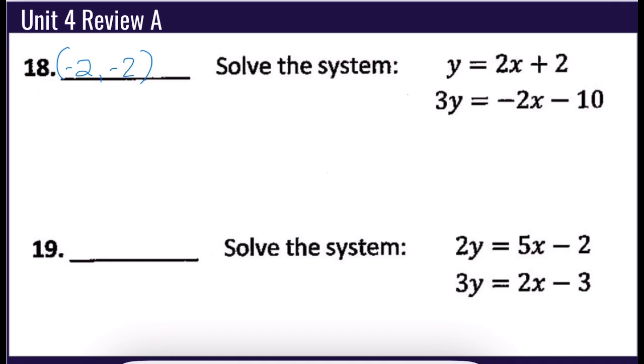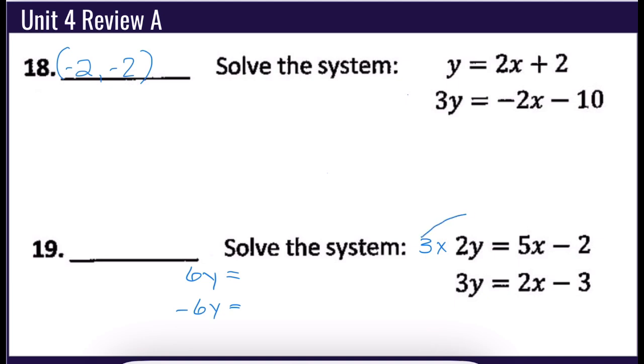So I'm going to try these y's. I want this top one to be a positive 6y, and I want the bottom one to be a negative 6y, so that they will cancel each other out. Well, to get 2y to become 6y, I have to multiply it by 3. 3 times 2y would get me to 6y.